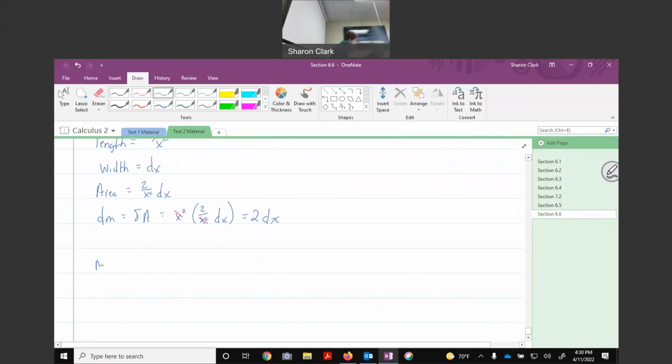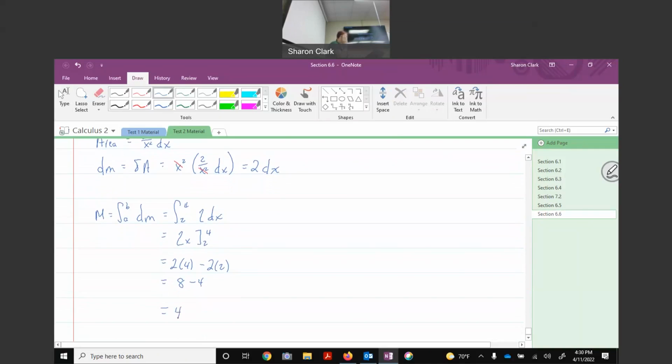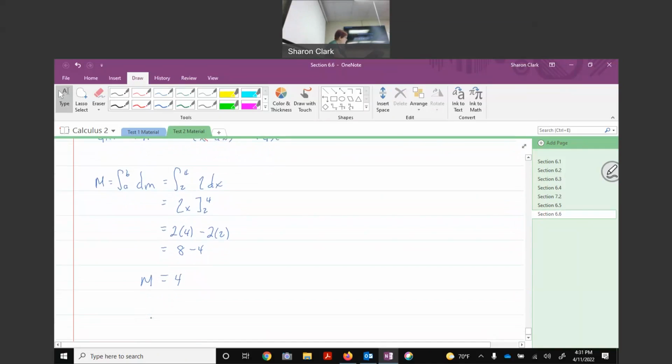Okay, m equals the integral from a to b of dm, which is the integral from 2 to 4 of 2 dx. So that's going to be 2x from 2 to 4. That's 2 times 4 minus 2 times 2. 8 minus 4 is 4. That's m.